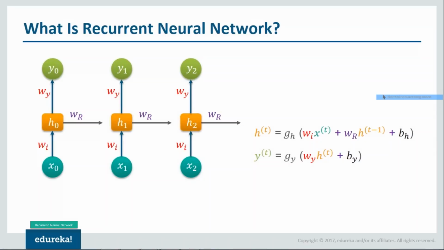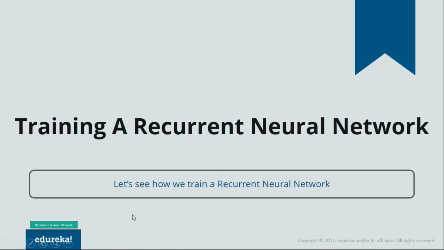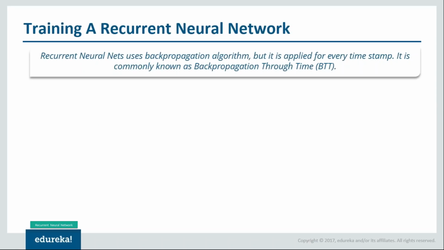Now you must be thinking how to train a recurrent neural network. A recurrent neural network uses the backpropagation algorithm for training, but backpropagation happens for every timestamp. That is why it is commonly called backpropagation through time. I've discussed backpropagation in detail in the artificial neural network tutorial, so you can go through that. Over here I won't be discussing backpropagation in detail, I'll just give you a brief introduction of what it is.